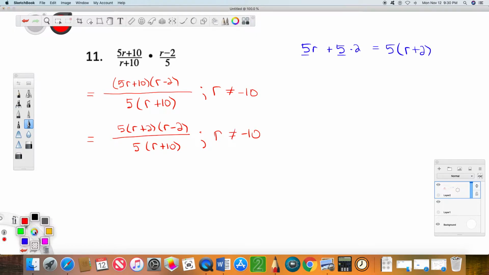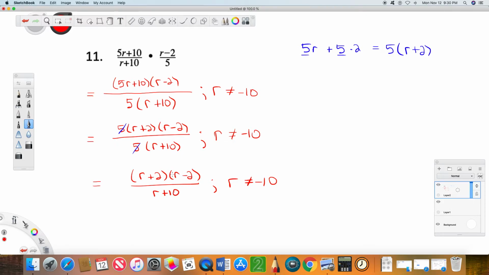Well, now I can see that 5 divided by 5 is 1, and that's the only common factor that I see. So my final answer: r plus 2 times r minus 2 all over r plus 10, where r cannot equal a negative 10. Now some people might multiply these two binomials together to get r squared minus 4.